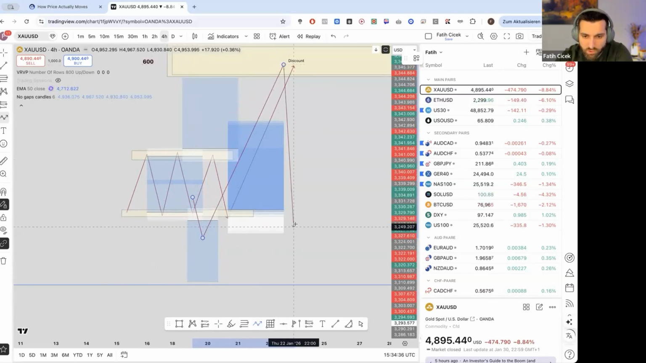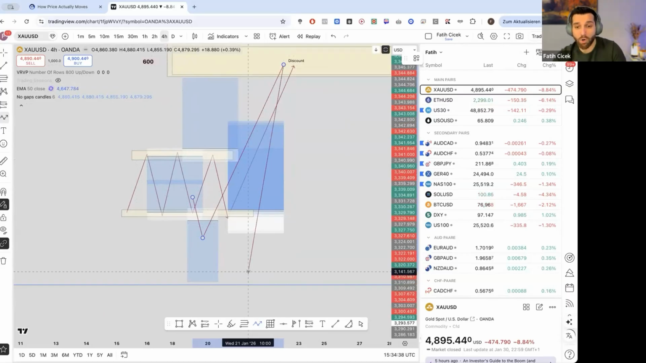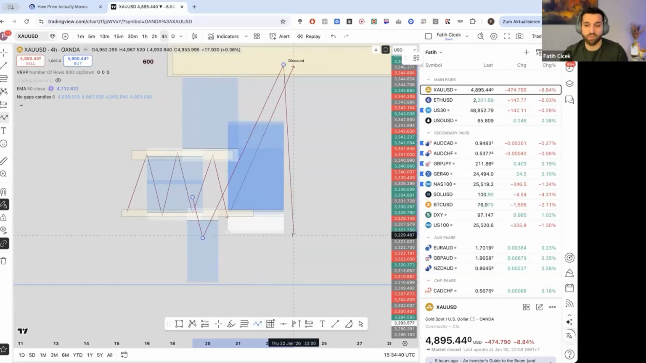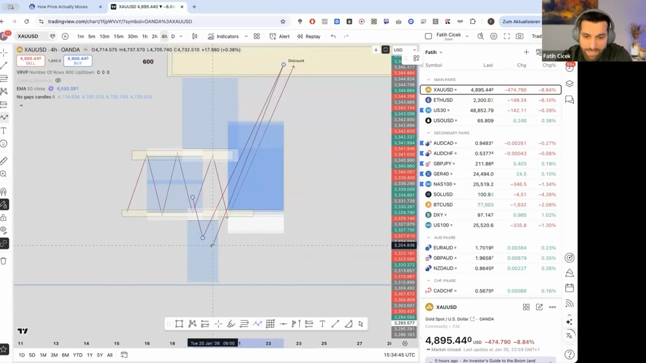So they're going to sweep this liquidity, grab this liquidity so that now they're in a position where they can actually enter the position of 20 million lots or whatever. And then that amount of lot size is going to move the price. It's going to give the impulse to the upside.